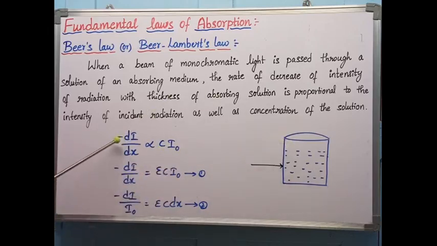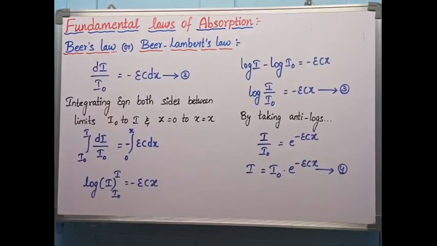Here d indicates a small decrease in intensity, and x indicates the thickness. If I remove the proportionality, I'll keep the constant epsilon in the second step. So I got equation 1. After that I'll bring this I naught to this side and dx to that side. Then I'll get dI by I naught is equals to epsilon C dx. So I got equation 2: dI by I naught is equals to minus epsilon C dx.